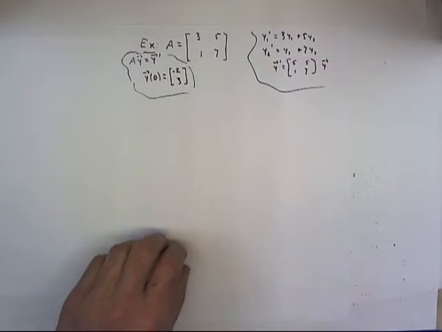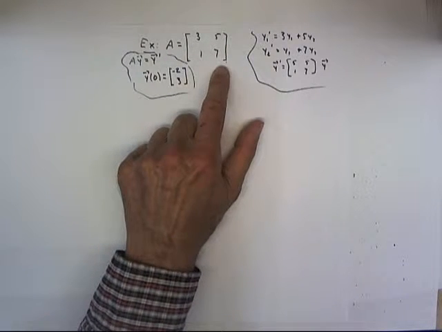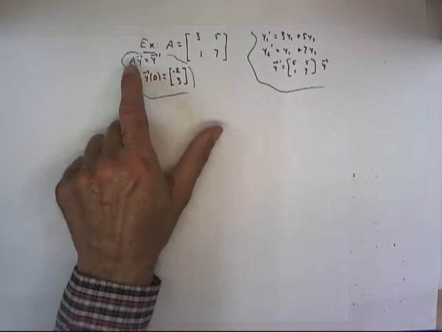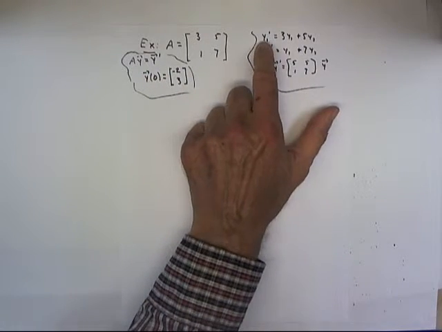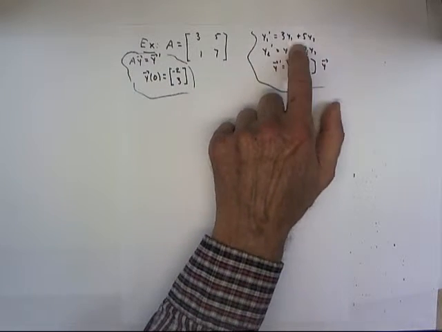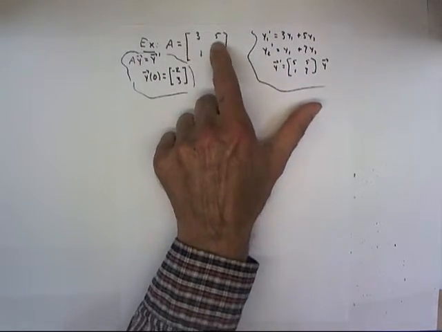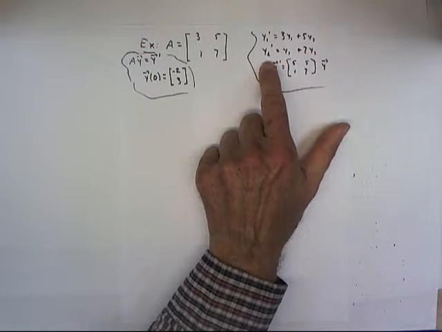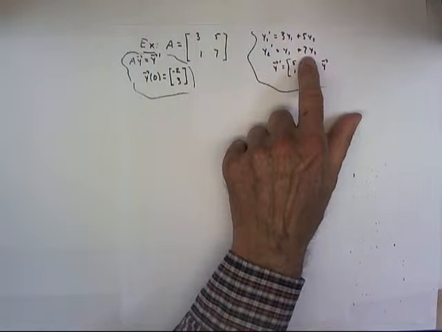As a first example, let's consider the matrix A equals 3, 5, 1, 7. This matrix gives us the equation AY equals Y prime, where this matrix equation stands for this system of equations. Y1 prime equals 3y1 plus 5y2. Y2 prime equals 1y1 plus 7y2, here and here.